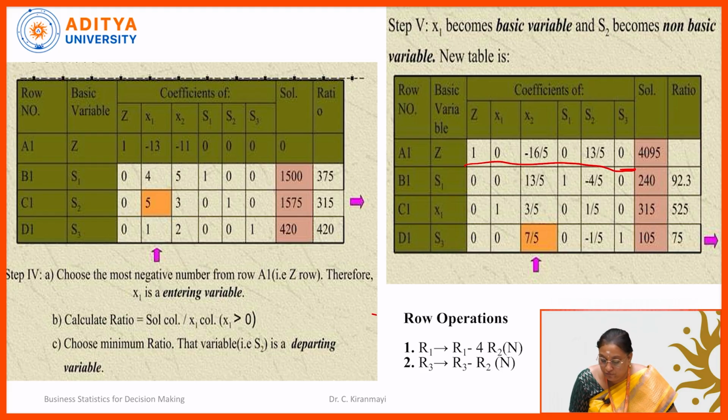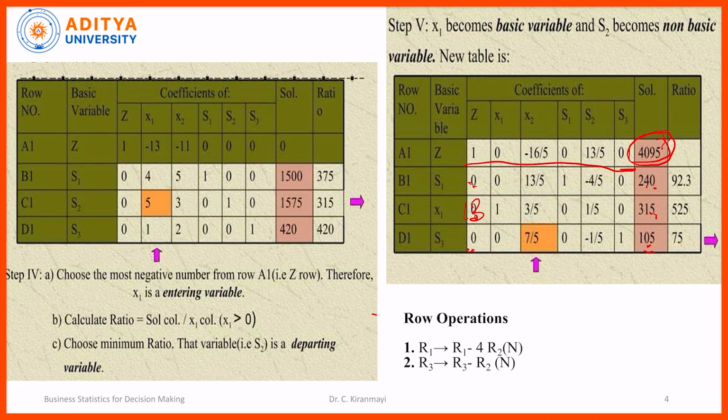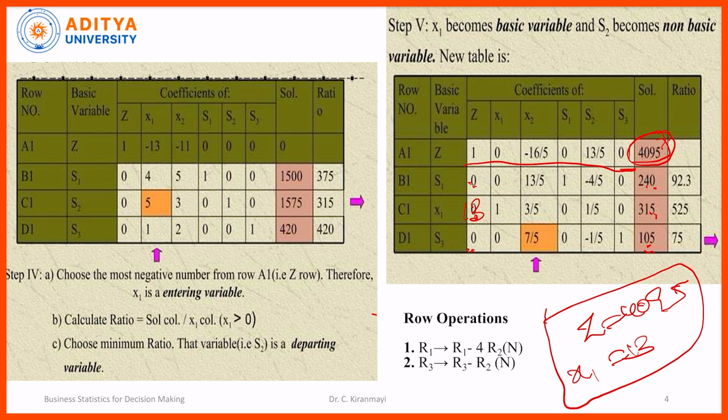We have to calculate the net evaluations for all the variables. Now, we also should find the z value. How can we find the z value? Here x1 is 13. 0 into 240 is 0, 13 into 315, 0 into 105, so 13 into 315 is 4095. This is the value of z in this iteration, and x1 is 13. This is the solution of the given LPP in the first iteration.